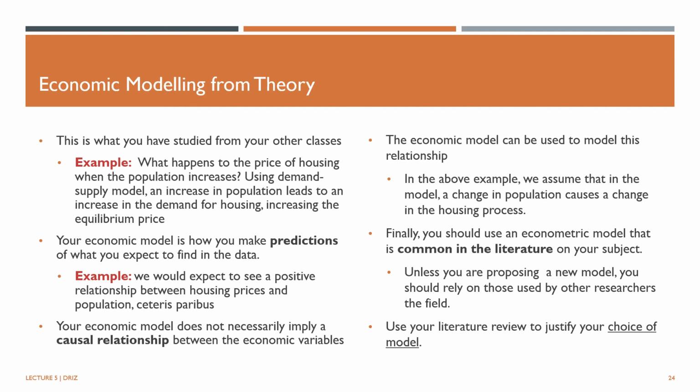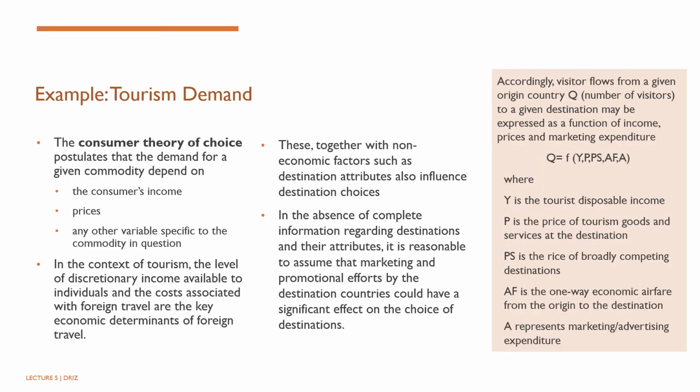Finally, you should use an econometric model that is common in the literature on your subject. Unless you are proposing a new model, you should rely on those used by other researchers in the field already. In other words, use your literature review to justify your choice of model. Here is an example of deriving a tourism demand model from demand theory. Why don't you try to derive a model from theory in your own respective field?